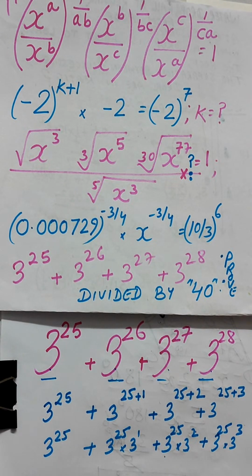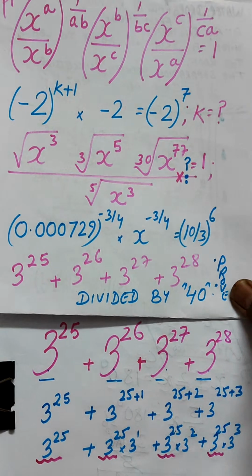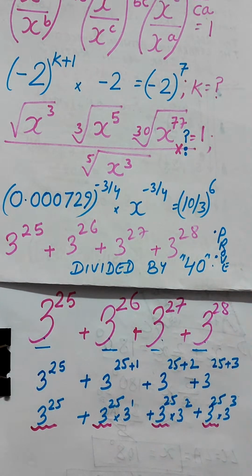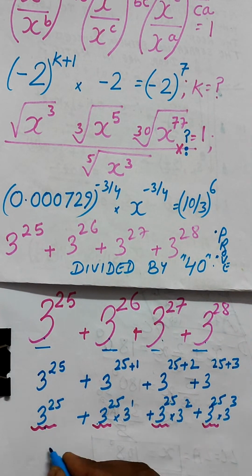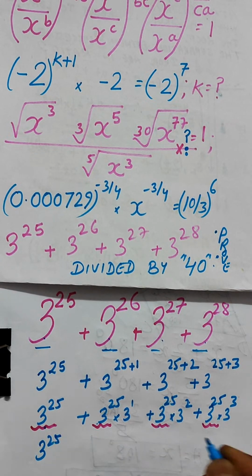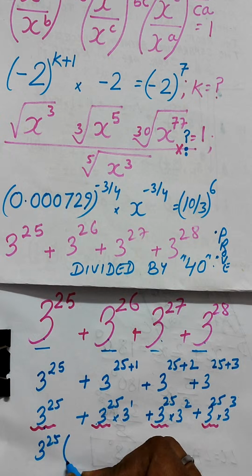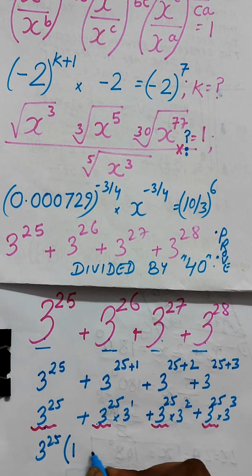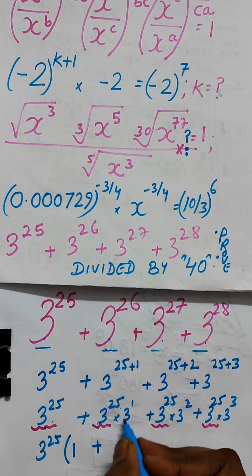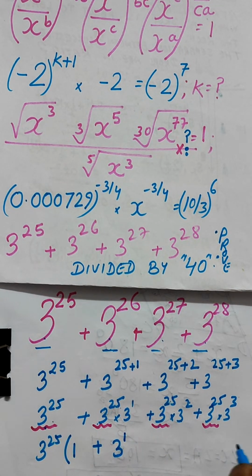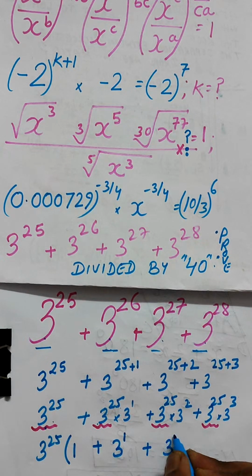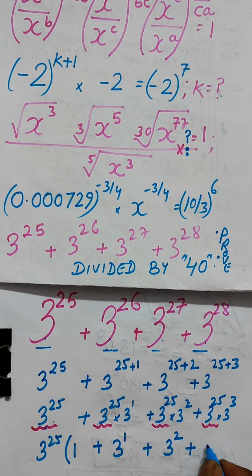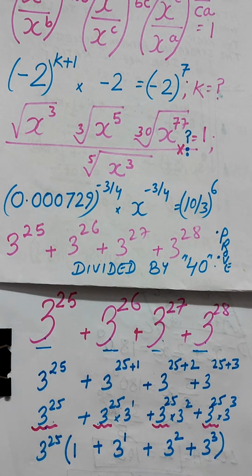Now, as you can see, 3 power 25 is common in all these four terms, so we will be taking it common. We are solving the last question first, students. So 3 power 25 is taken as common, and inside we are left with 1 from the first term, 3 power 1 from the second term, 3 power 2 from the third term, and 3 power 3 from the fourth term.